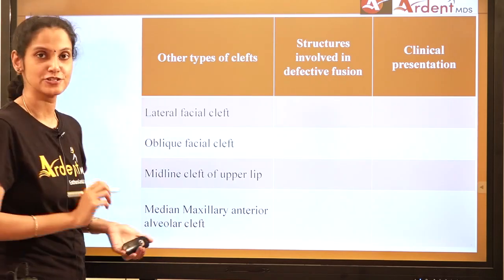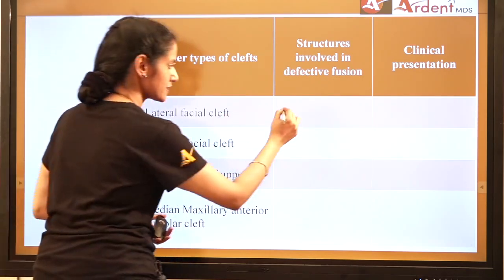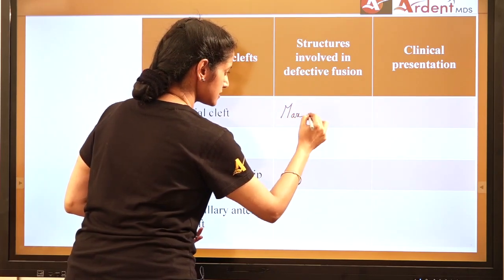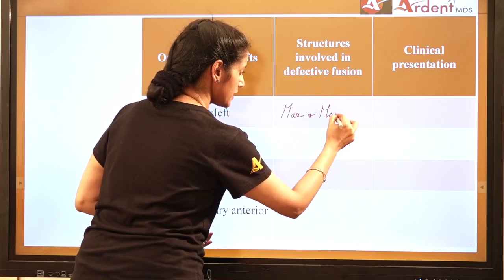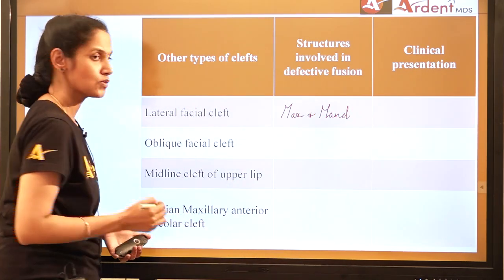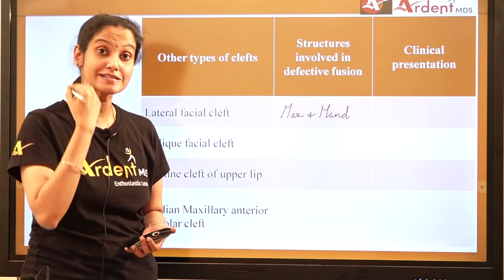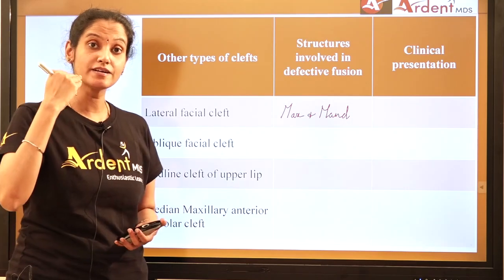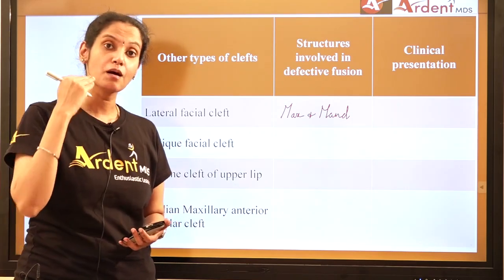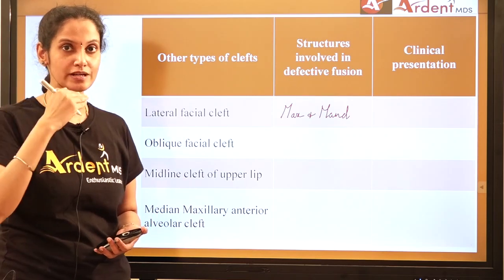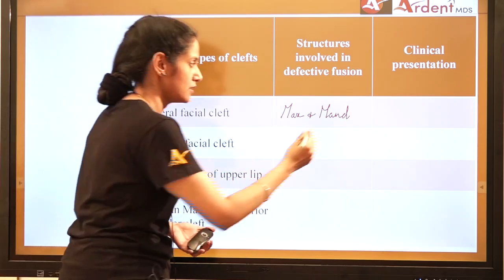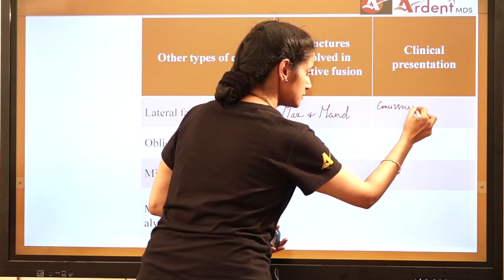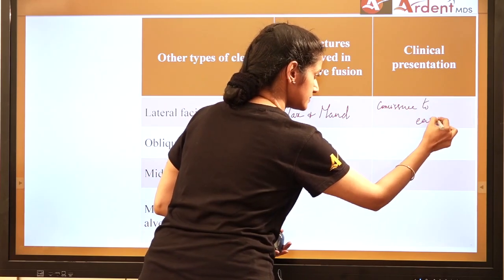As far as lateral facial cleft is concerned, there is a defect in the fusion of the maxillary process and the mandibular process. So, what can you expect? If the maxillary and mandibular processes are defective in fusion, there will be a cleft extending from the commissure of the mouth to the ears. Okay, the patient will have macrostomia. So, this cleft will extend from the commissure to the ears.